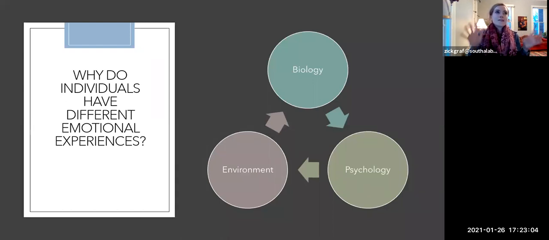So that's really the only question that Darwinian medicine answers. Why do we have the capacity for emotions? But it doesn't really get at why different individuals have different emotional experiences. And that is where biology, psychology, and the environment and their reciprocal interactions come in.